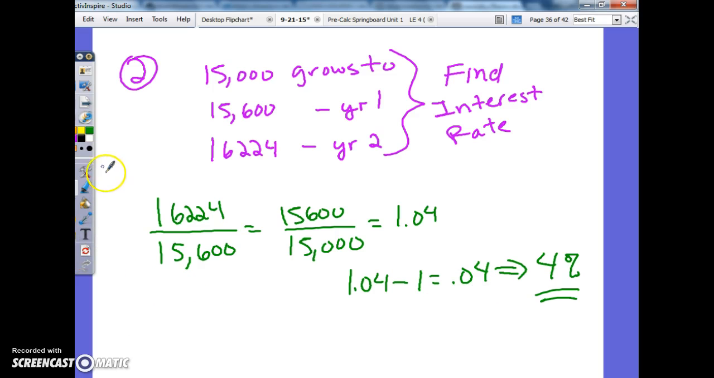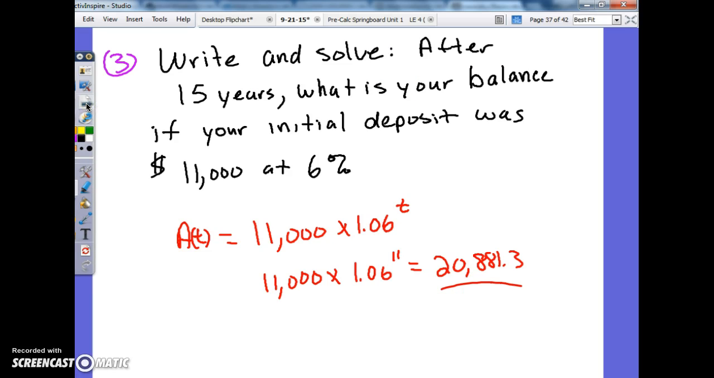Third problem. Write and solve. After 15 years, what is your balance if your initial deposit was $11,000 at 6%? Okay, pretty easy. Here's my initial amount A times my rate to the T. Okay, at 6%, that's 0.06. Okay, and we're going to add a 1 to that. So $11,000 times 1.06 to the T. Well, what is T?